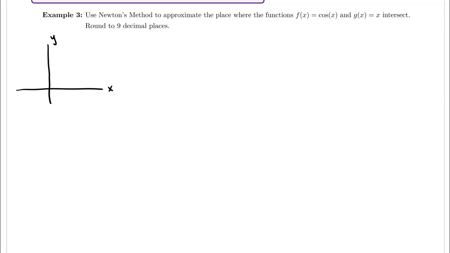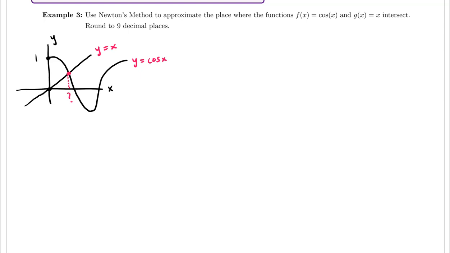I know that cosine of 0 is 1, so let's say this is 1, and my cosine graph looks something like that. And then I have the line y equals x, that looks something like that. And we are trying to find the x value where these two graphs intersect. So again, this is y equals cosine of x, and this is y equals x.